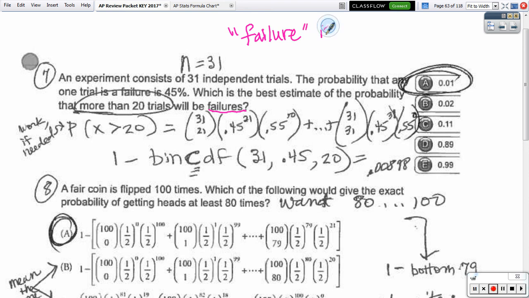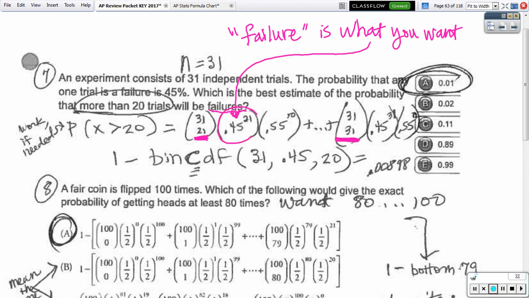Failure is what you want. So that means I'm putting this failure probability as this quote-unquote success, what I want. That's the key on this one. So I want from 21, so if I was showing work, I want from 21 up to 31 things that I want. And what I want is failures. So that's why 0.45 is that probability right there.